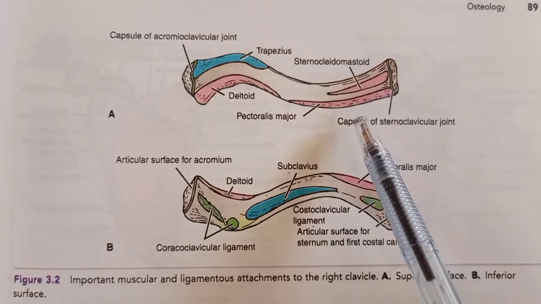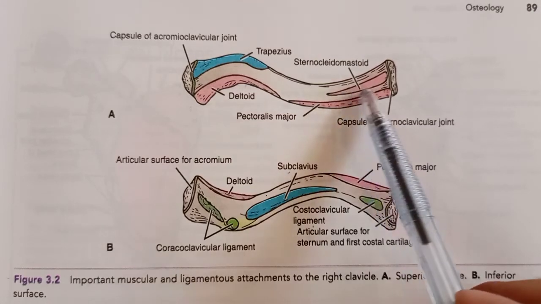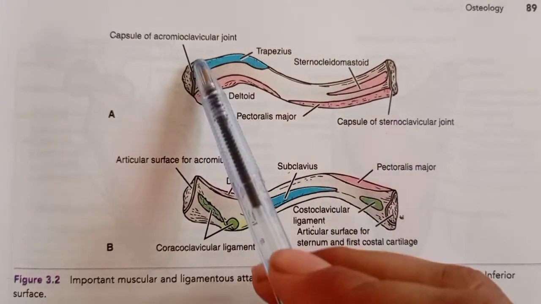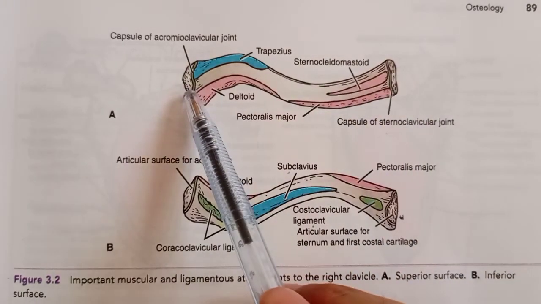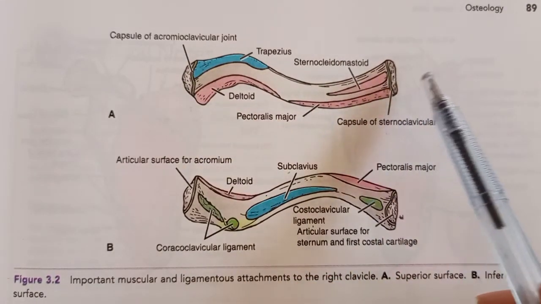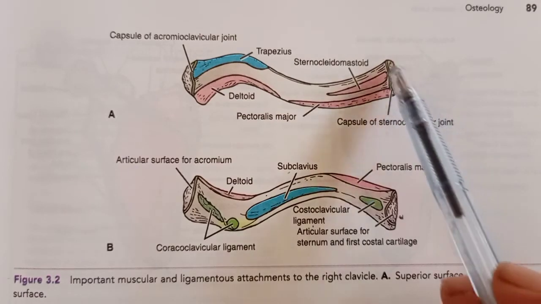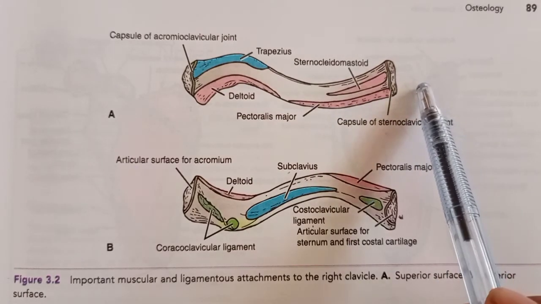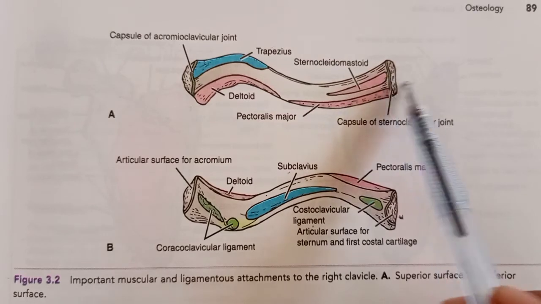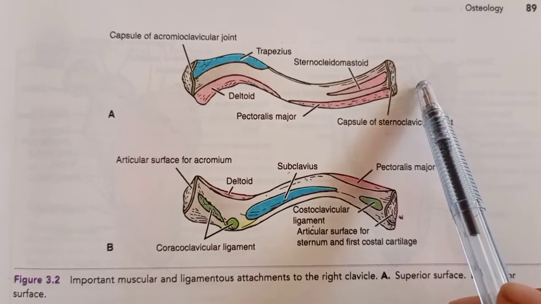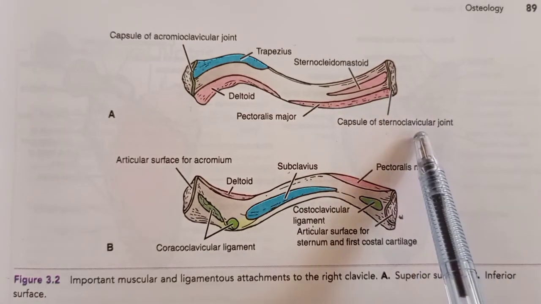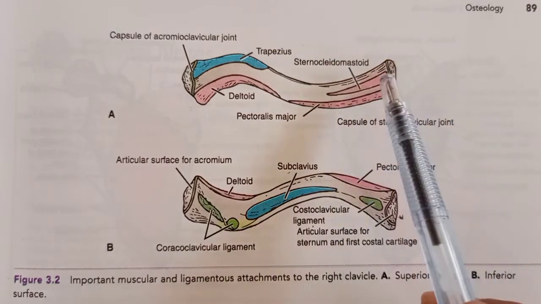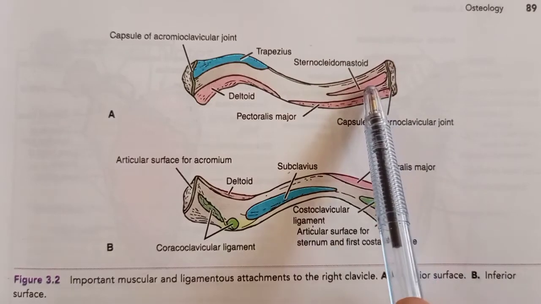If we talk about the anatomy of the clavicle, it has two ends. This is the medial end and this is the lateral end. Medially, it articulates with the upper part of the sternum, which is called the manubrium, and the joint formed here is called the sternoclavicular joint because it is between the sternum and the clavicle.